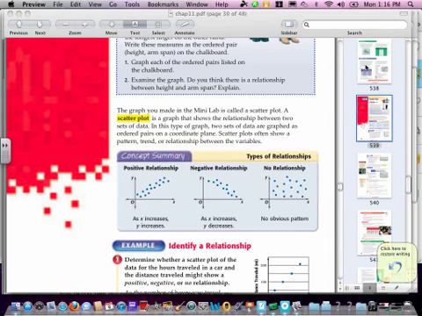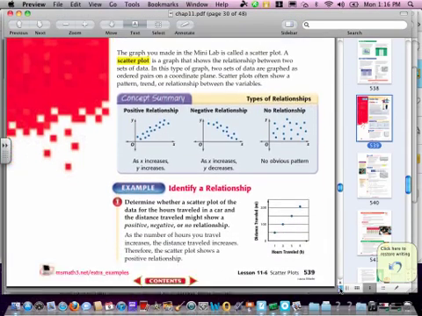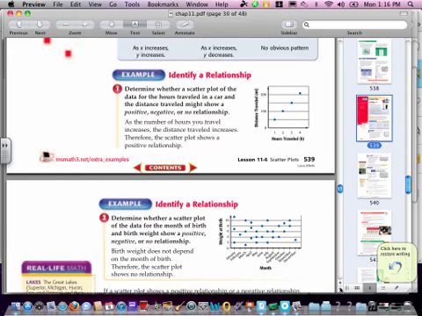Okay. All right, so let's take a look at this example here. It says, determine whether a scatter plot of the data for the hours traveled in a car and the distance traveled might show a positive, negative, or no relationship. So the first thing is kind of look at it. Can you draw a fairly, well, it would be a straight line, and maybe it wouldn't go through every point, but can you draw a line that's pretty close to all those points?